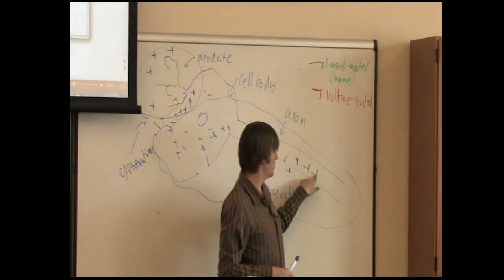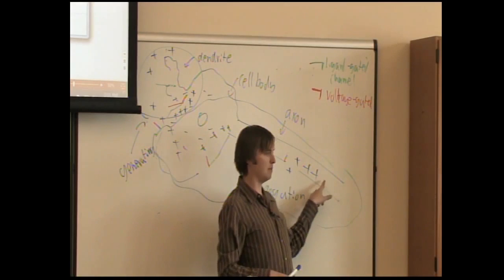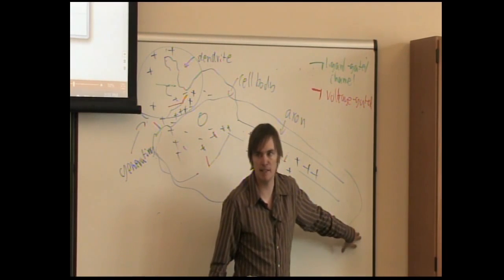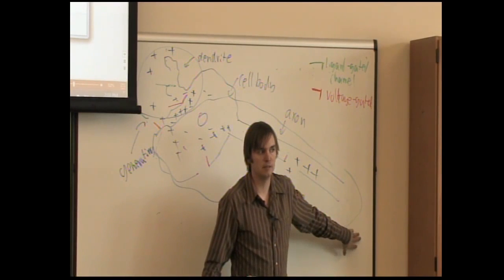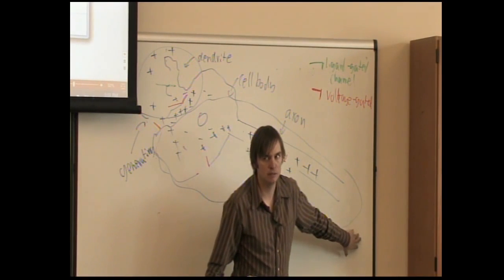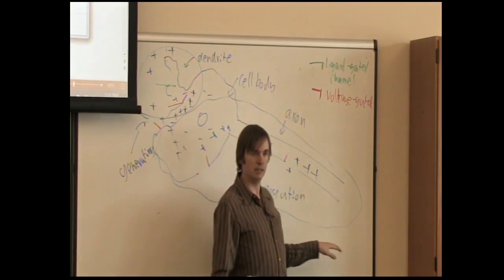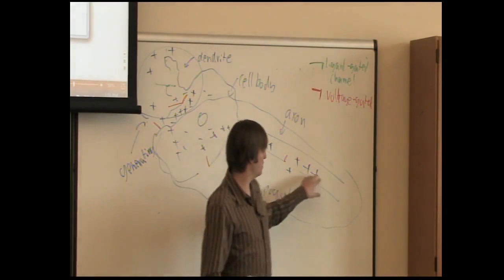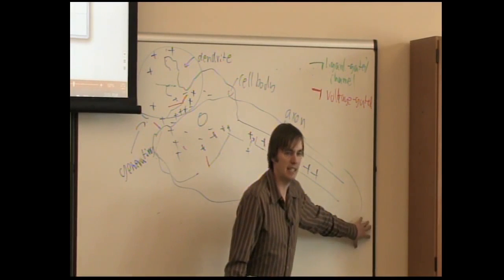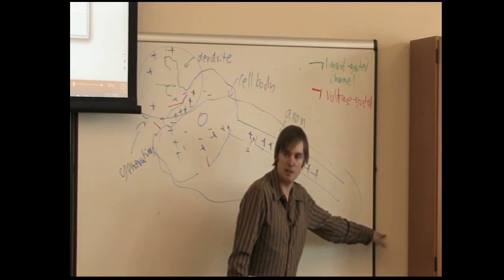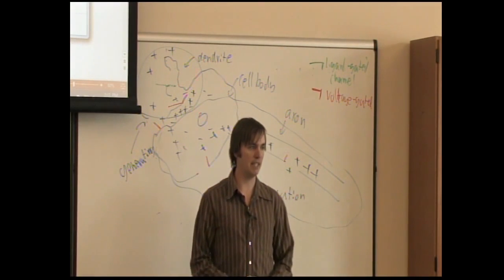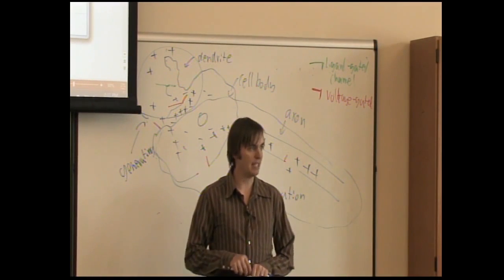What happens at a chemical synapse when the action potential gets to the end? What does the axon terminal release? Neurotransmitter. So at a chemical synapse, you get that action potential, and then it signals the terminal to release the neurotransmitter, like acetylcholine or norepinephrine, to activate the next neuron.